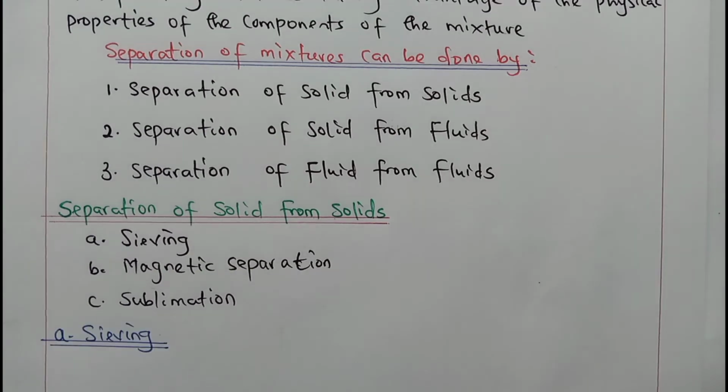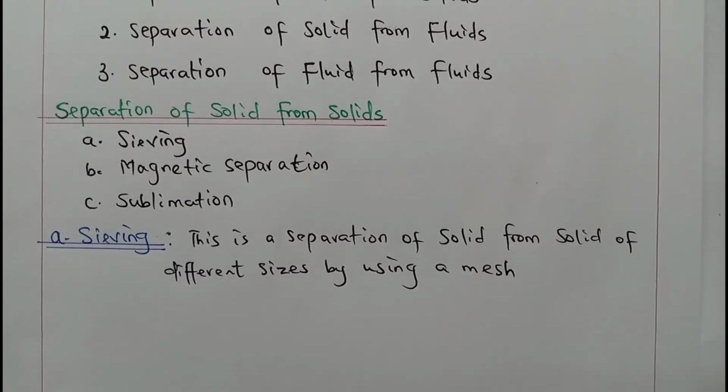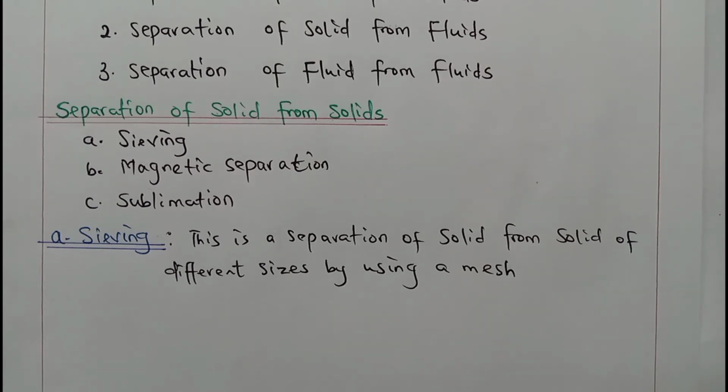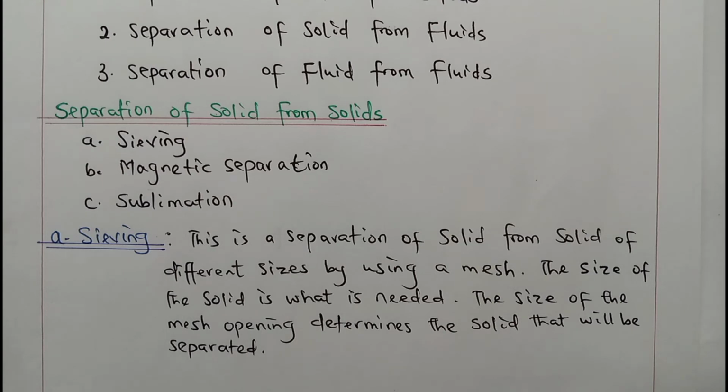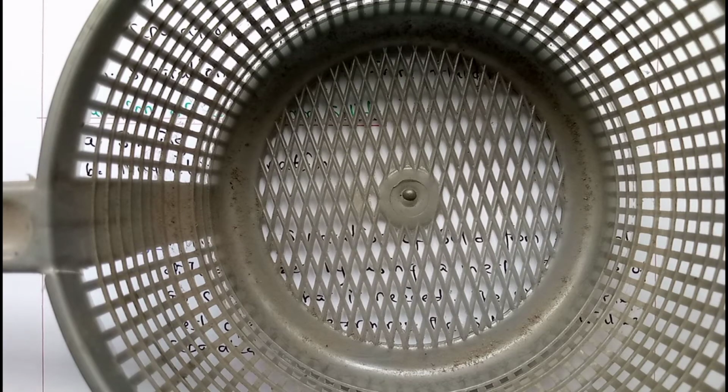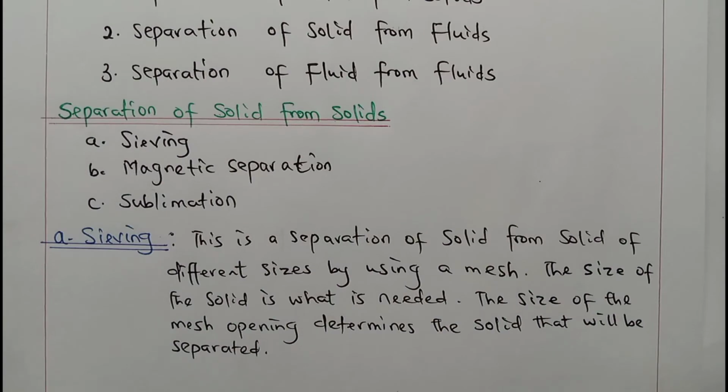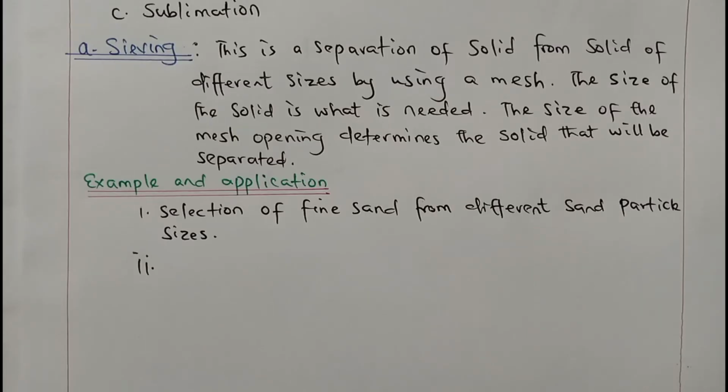Let's start with sieving. This is a separation of solid from solids of different sizes by using a mesh. Here, the size of the solid is what is needed. So we have different sizes of the mesh, and the solid passes through the mesh, and the mesh looks like this. This is just a sample of a sieving mesh, and it depends on the size. You normally see this at home. Hope you get that.